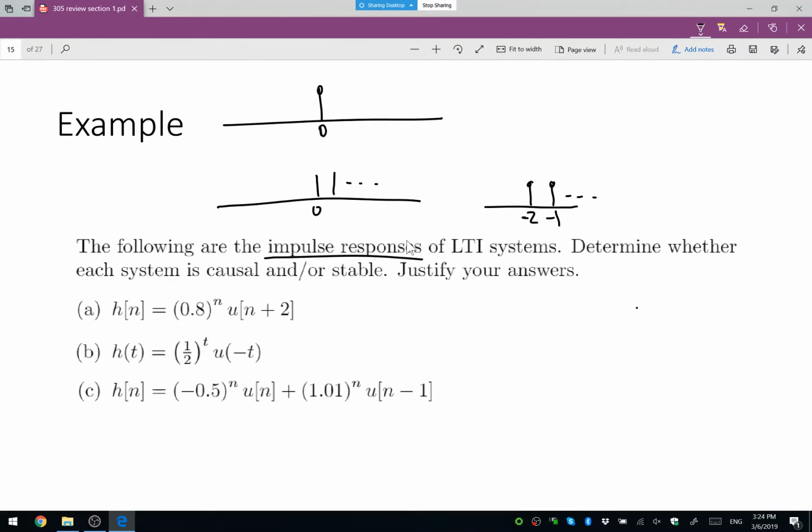So you can use a counterexample, like saying when n equals -2, it is before 0, and h(-2) is not 0. So there is output before there is input, so it is not causal. Or you can use shift left by 2, saying -2 and -1 are not 0, so before 0 there is output.